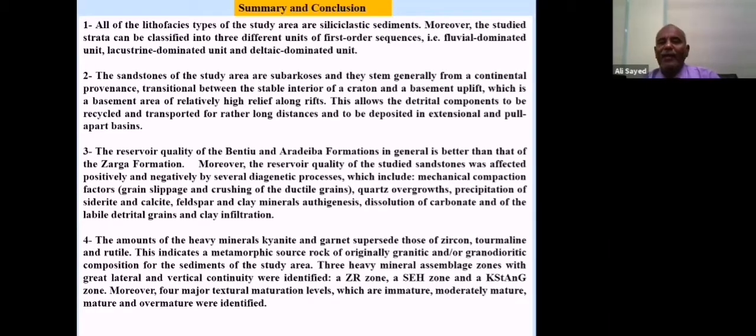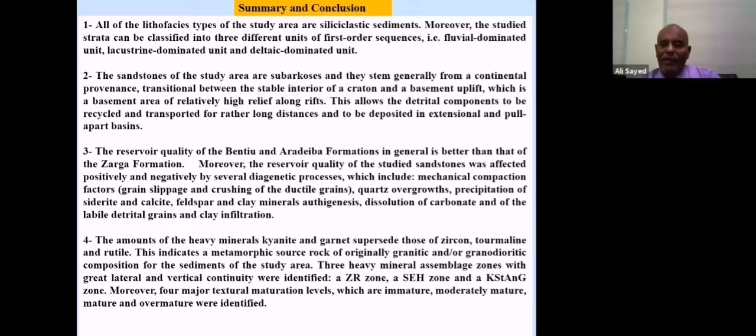Positively, they give rise to increased porosity, secondary porosity. Negatively, they block the pores. This affects the reservoir quality by several processes, which include mechanical compaction from overburden pressure, grain slippage, and crushing of the ductile grains. We have quartz overgrowth, precipitation of siderite and calcite, precipitation of feldspar, and clay mineral diagenesis. Also, we have the dissolution of carbonate and feldspar. This gives rise to increased porosity.